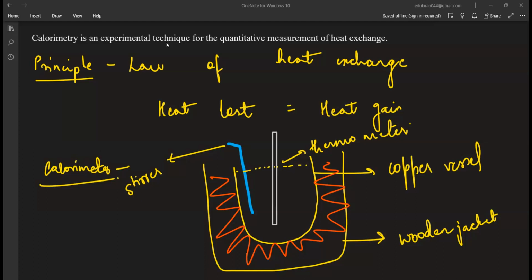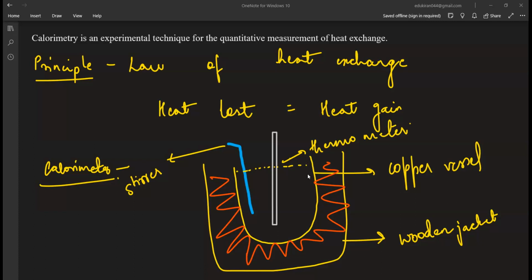This is constructed in this manner, that two concentric vessels are taken. One is this copper vessel. Outwards, we cover it through a wooden jacket. This is completely made up of wooden jacket. Why? To provide insulation. Copper is a good conductor, right? Wooden jacket is not a good conductor. It's an insulator. That's why to insulate the system, we keep a wooden jacket.